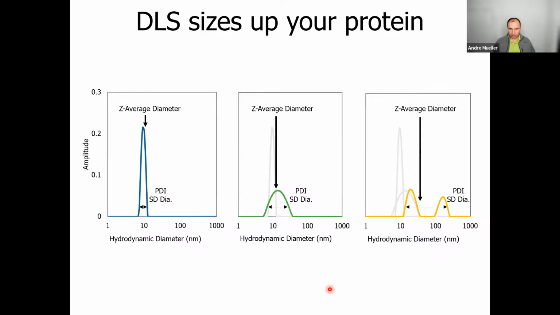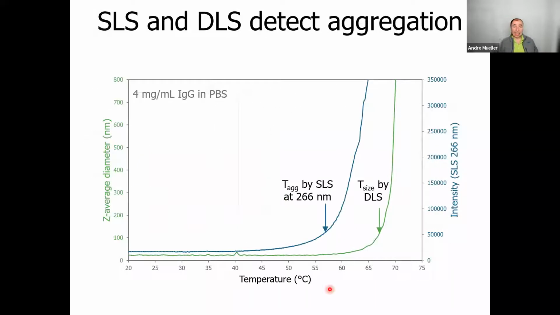When we compare static light scattering and dynamic light scattering as a readout for aggregation, it would look something like this. So we have a solution of an IgG in PBS, 4 milligrams per milliliter, and we're looking at the Z average diameter from DLS in green, and we're looking at the static light scattering intensity in blue. As you can tell, both of these techniques, SLS and DLS, both pick up on aggregation. The signals increase in both cases.